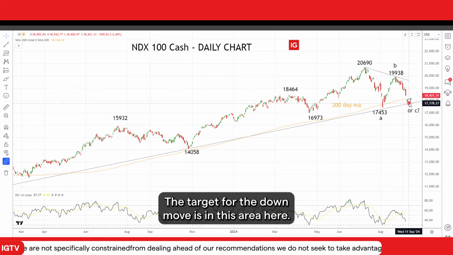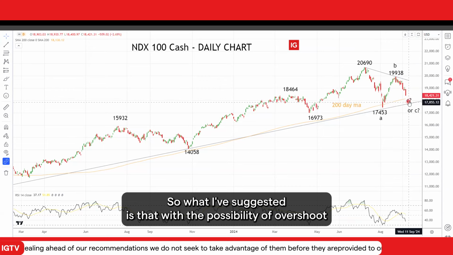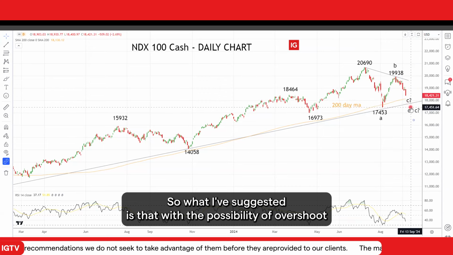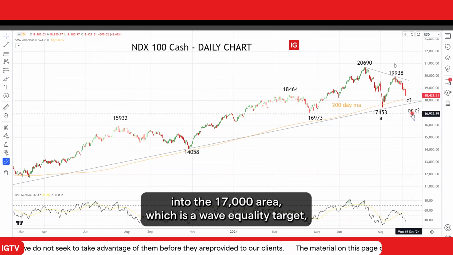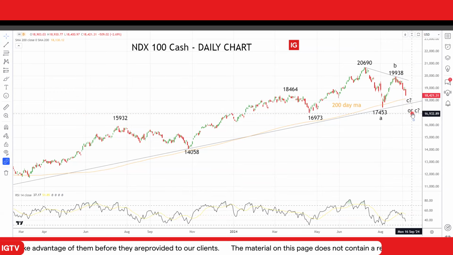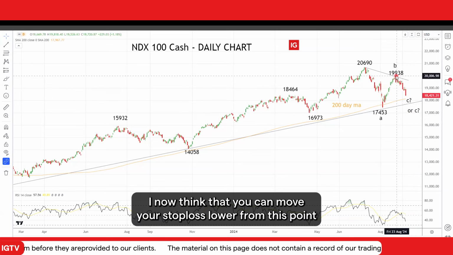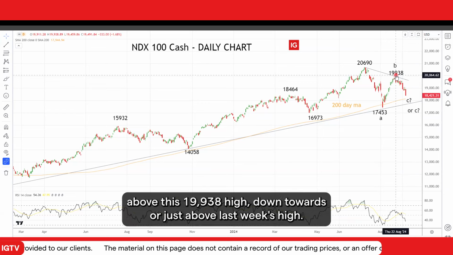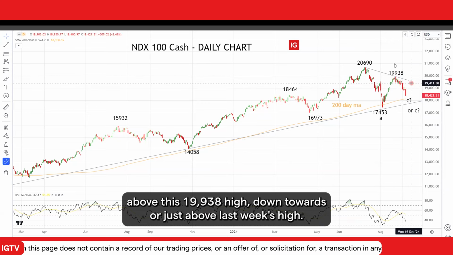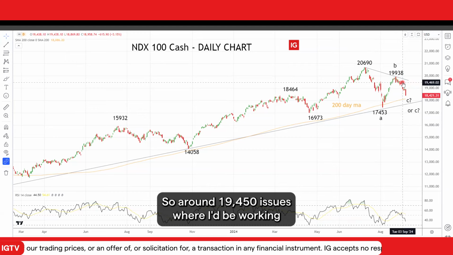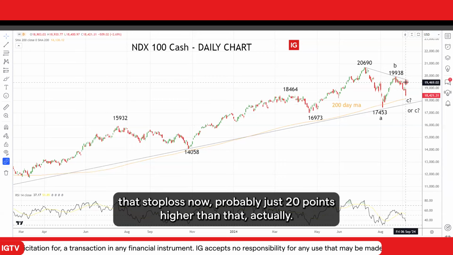The target for the down move is in this area here. With the possibility of an overshoot into this 17,000 area, which is a wave equality target, I now think you can move your stop loss lower, from above this 19,938 high down to just above last week's high. So around 19,450-ish is where I'd be working that stop loss now. Probably just 20 points higher than that, actually.